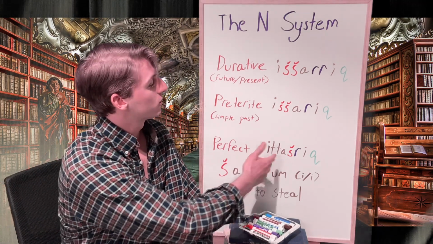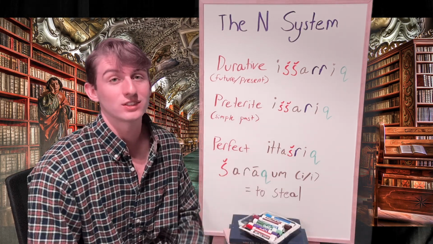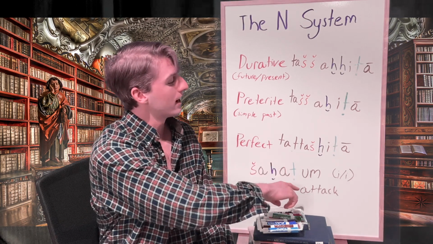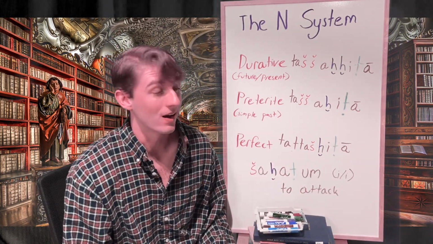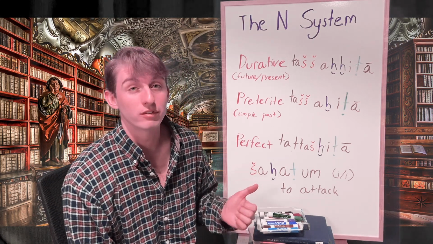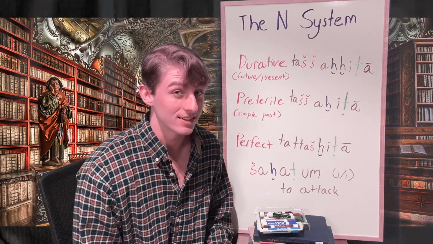So as you can see, each one of these is going to be read as the subject, he, she, or it, receiving the action. For our next example, we're going to look at the word shahatum, which has i and i as its thematic vowels, and it means to attack. So we know that this is a transitive verb, so each one of our translations is going to take on that passive meaning for the in system.